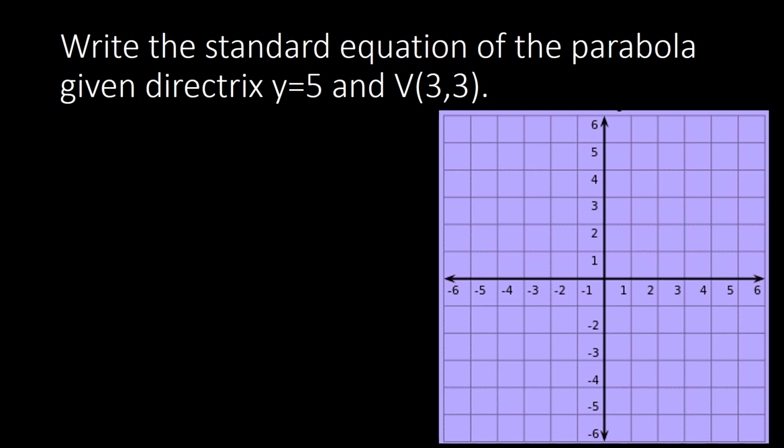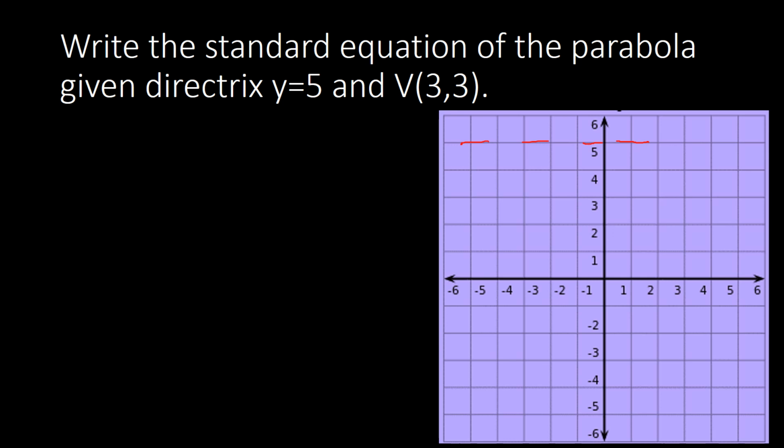Let us now write our standard equation of the parabola with the given directrix, which is y equal to 5, and our vertex is at (3, 3). Again, we are going to locate our directrix on the Cartesian plane. Since it says here y is equal to 5, this is where our 5 is. We will be drawing a broken line passing through y equal to 5.